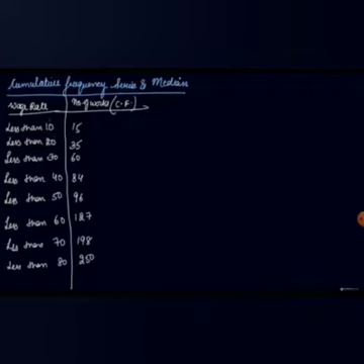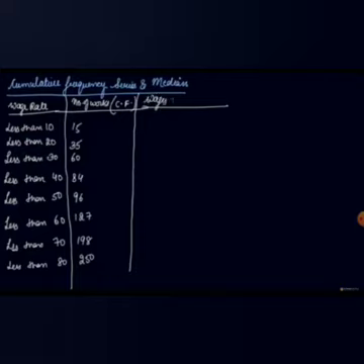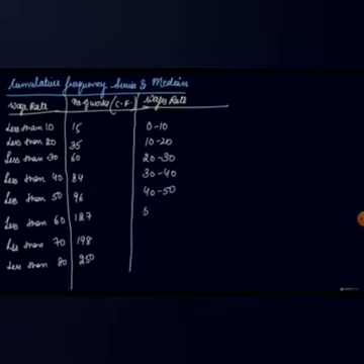Less than 20 includes 0 to 10 and 10 to 20. Less than 30 includes 0 to 10, 10 to 20, 20 to 30. So these are your cumulative frequencies. Now convert it into the original series, that is your classes, that is wage rate. So you can simply convert it as 0 to 10, 10 to 20, 20 to 30, 30 to 40, 40 to 50, 50 to 60, 60 to 70, and less than 80 means 70 to 80.